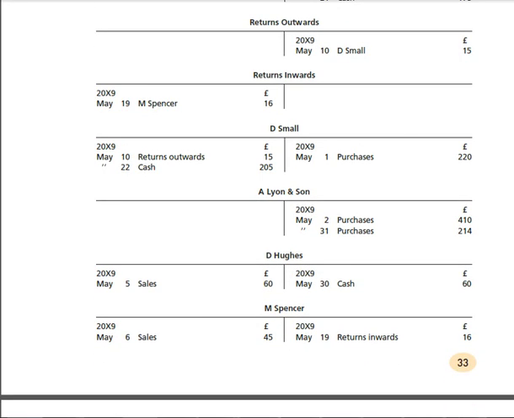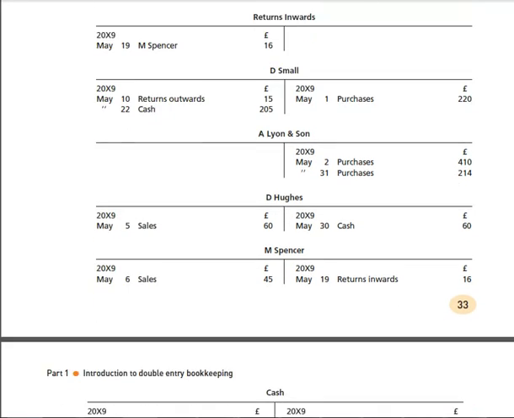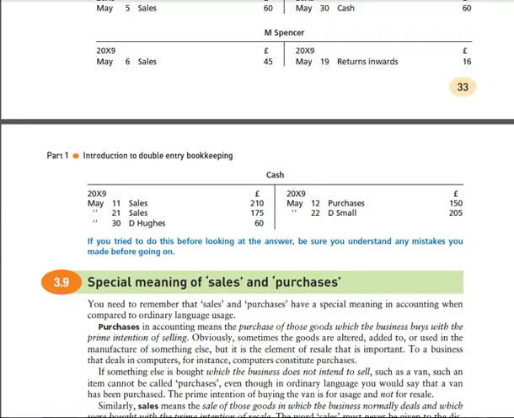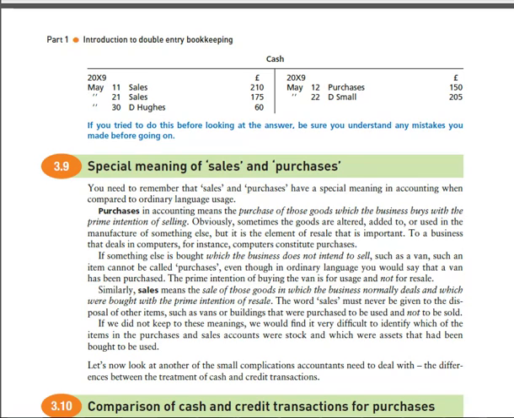So that is how generally stock is recorded in terms of sales, purchases, return inwards and return outwards. Here we further explain the terms sales and purchases. It would be good if we can understand what purchases is and be able to explain these terms when they come in the exam. So purchases in accounting means the purchase of those goods which the business buys with the prime intention of selling.